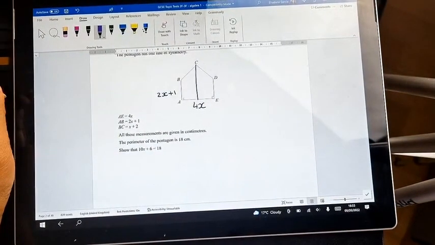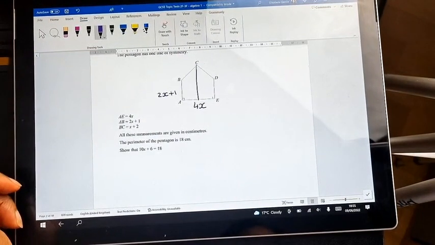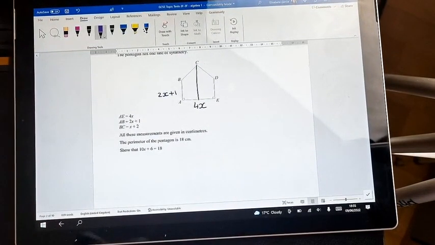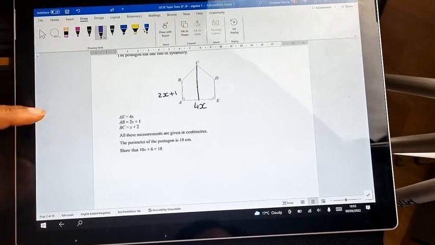Tap on the screen if that makes sense, because I don't want anyone lost once we carry on to the next stage. Tap on the screen or say yes that you understand this first part. Here is going to be algebraic manipulation and forming equations.